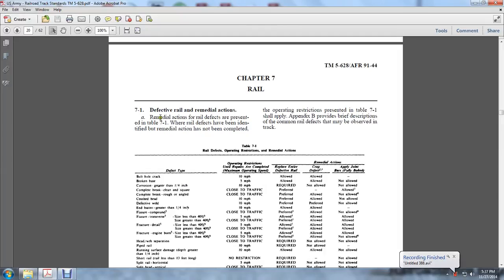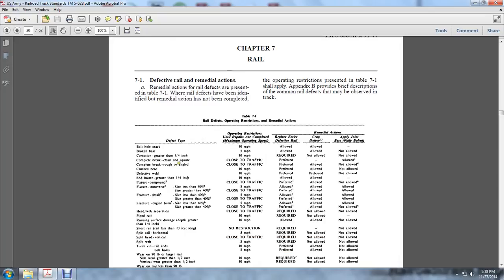Rail. Defective rail remedial actions for the rail defects are presented in Table 7.1. If rail defects have been identified and the remedial actions have not been completed, the operating restrictions in Table 1 shall apply. Appendix B provides a brief description of the common rail defects that may be observed in the track.